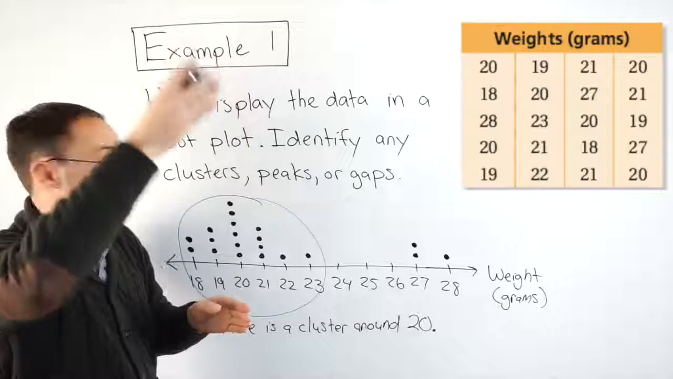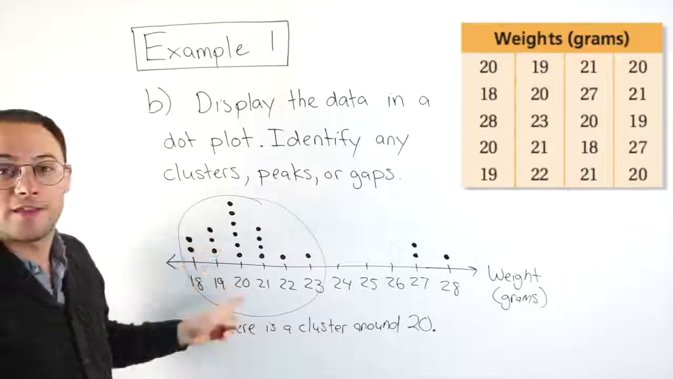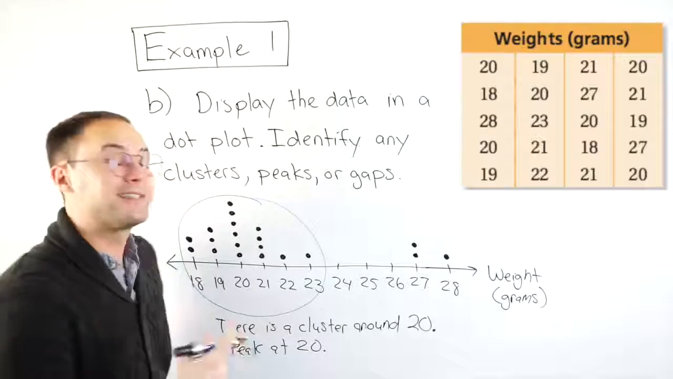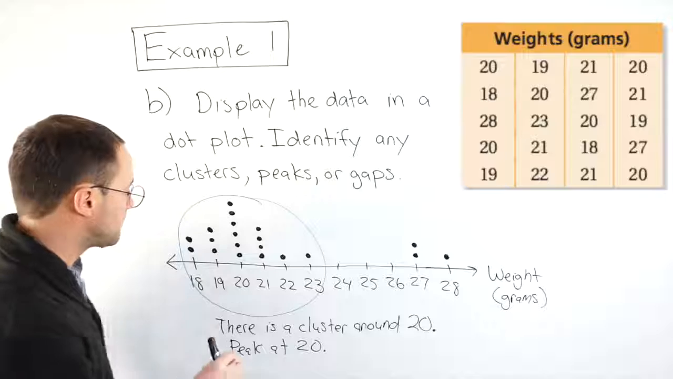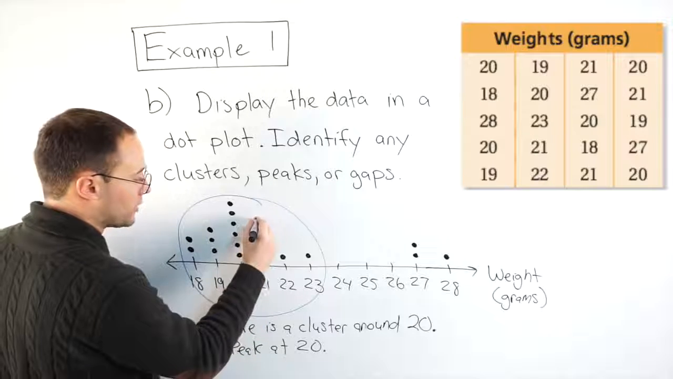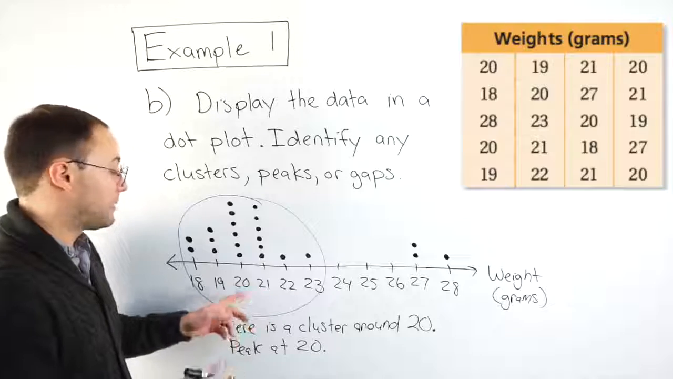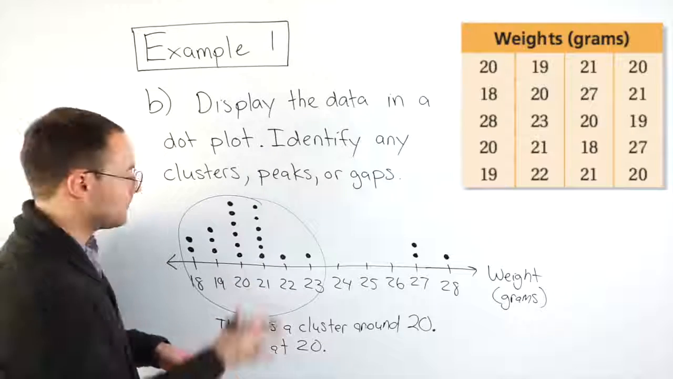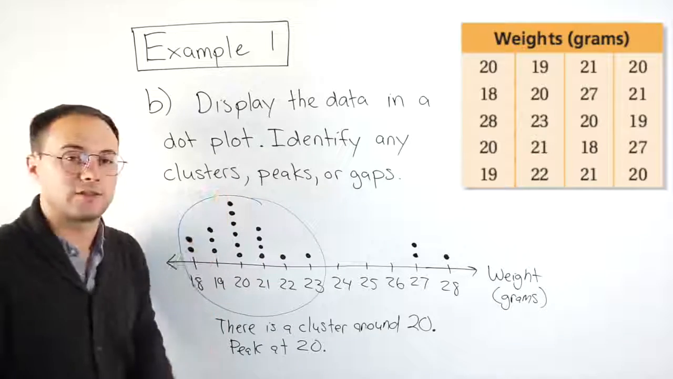That's just, are there any things where it's the tallest? So right here, again, 20, there is a peak at 20. And same thing, it's possible to have more than 1 peak. If, for example, 21 also went up to 6, then we would say there's a peak at 20 and 21. But as of right now, there's only 1 peak because that is the tallest.